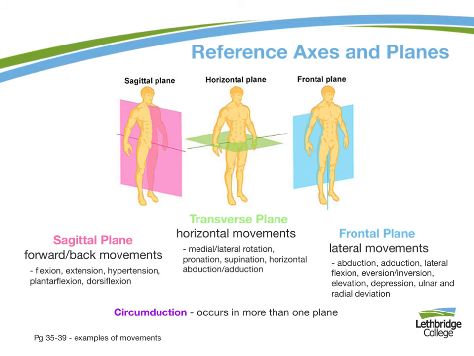Now a little bit more terminology here. When we're looking at reference axes and planes, there's three main planes that the body's divided into. There's the sagittal plane, which, as you can see in the diagram, is cutting the body between left and right. And then here it's called the horizontal plane in the picture, but usually we refer to it as the transverse plane, which is parallel to the ground and cuts the body into a top and a bottom. And then the frontal plane, which you can see in blue here, is dividing the body into front and back.